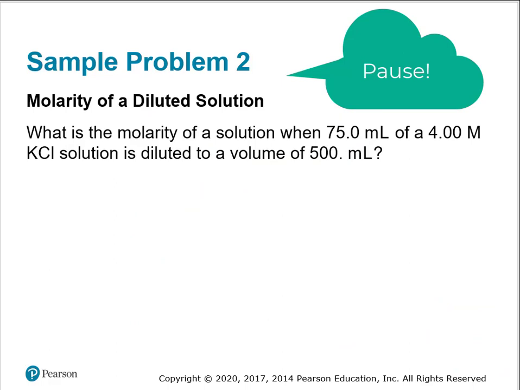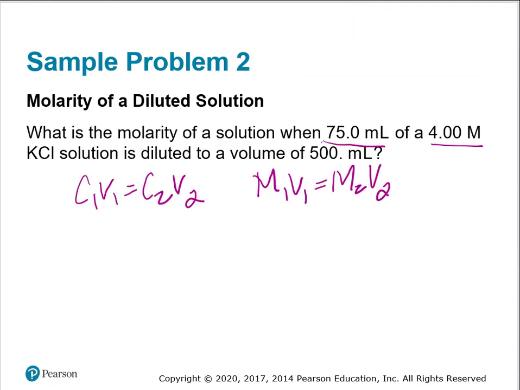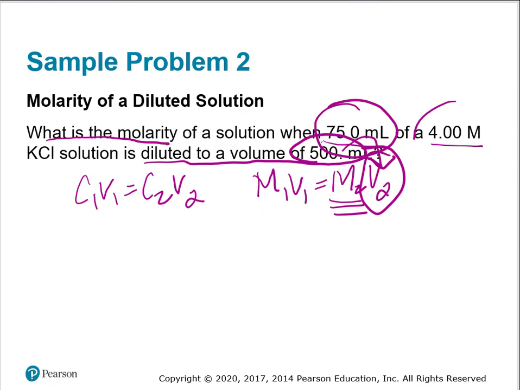Let's look at this one. What is the molarity of a solution when 75 milliliters of a 4 molar KCl solution is diluted to a volume of 500 milliliters? See if you can set that one up. When we're looking at this problem, I notice that it says it's diluted to a volume of 500 milliliters. So that is my second volume. And it wants to know what is the molarity at that new volume. So we need to find M2. We're told that we have 75 milliliters of a 4 molar solution. So that is my volume and concentration of my original solution.